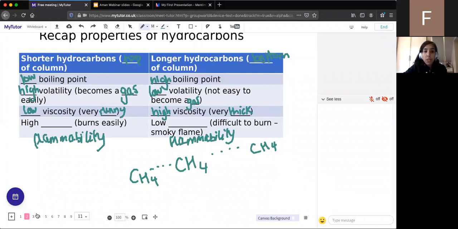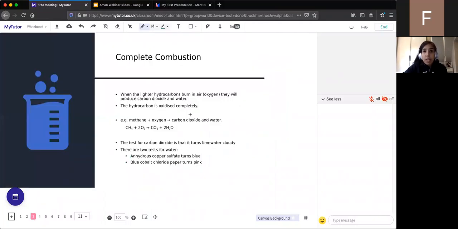Okay, as I said, just pop them in the chat function or the Q&A if you do have any questions as we're going along. So today we're looking at combustion. And combustion is essentially how we burn hydrocarbons. And specifically today, we're looking at alkanes and the burning of alkanes.